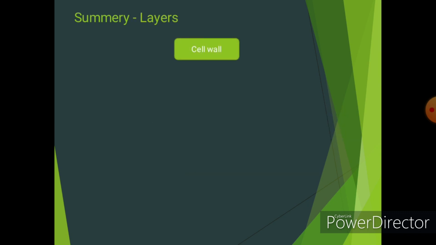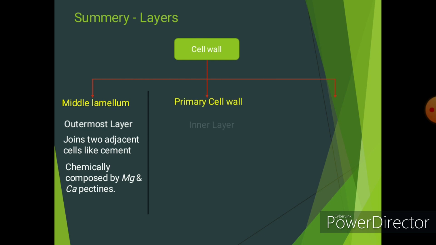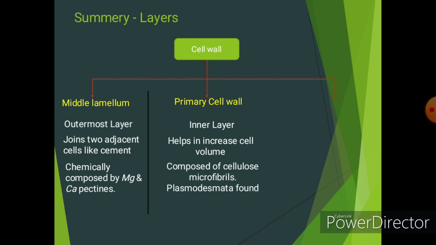It is permeable in nature, which means it allows substances to pass through. About the layers. So cell wall has three layers: middle lamella, primary cell wall and secondary cell wall. First one, middle lamella. It is the outermost layer and it joins the two adjacent cells like a cement layer, and is chemically composed of magnesium and calcium pectins. Second one is the primary cell wall. It is the inner layer and it helps in increasing the cell volume with its flexible nature, and it is composed of cellulose microfibrils. Plasmodesmata are found in the primary cell wall.